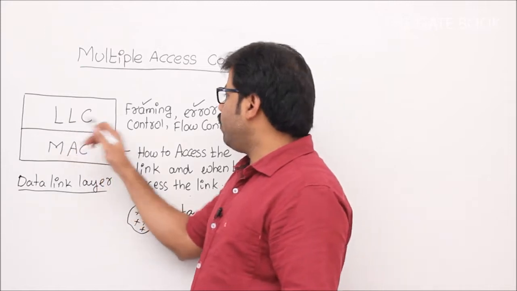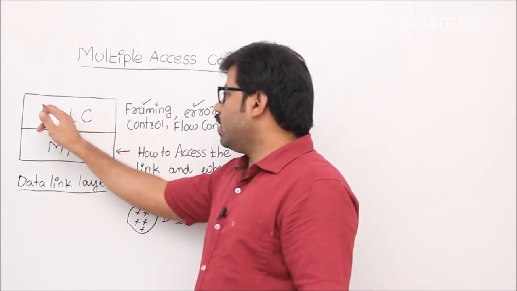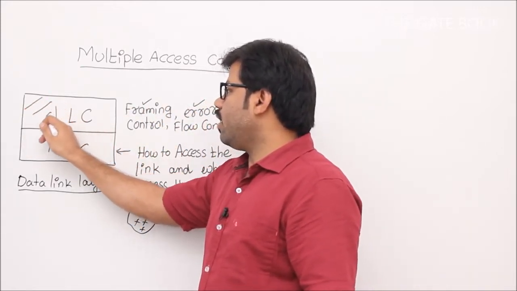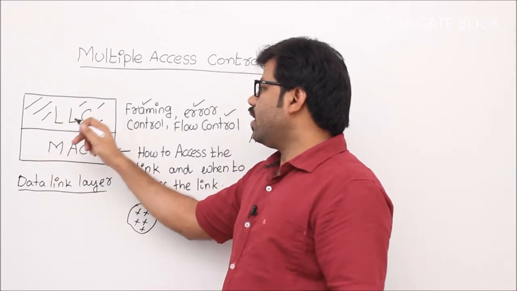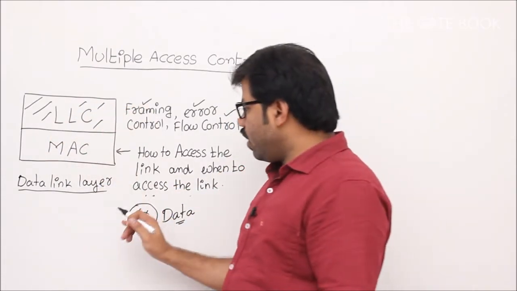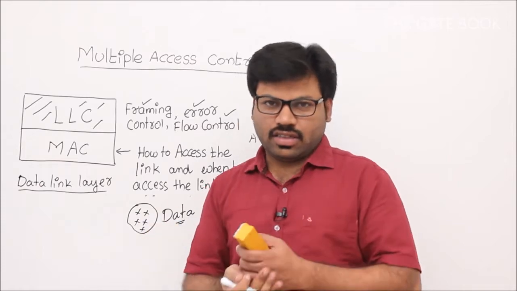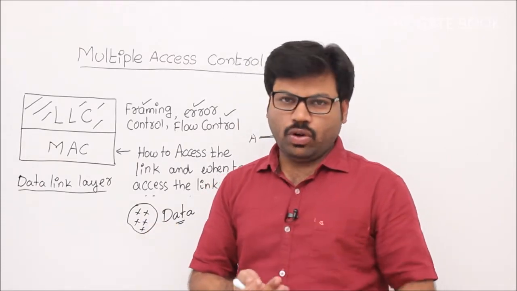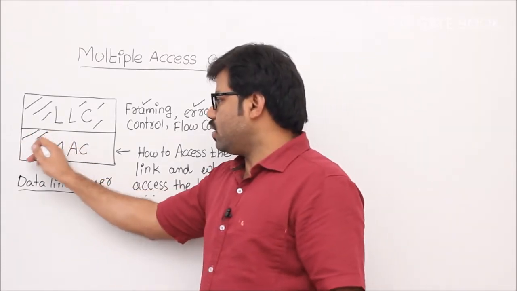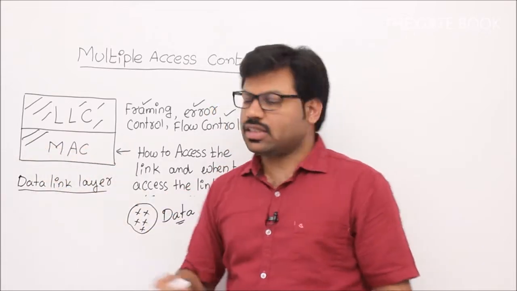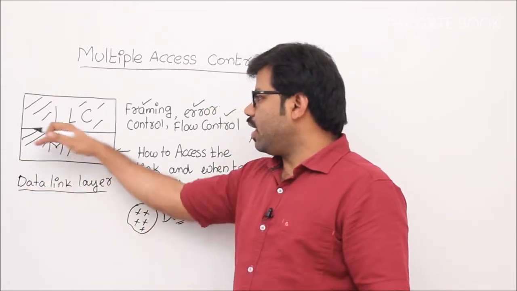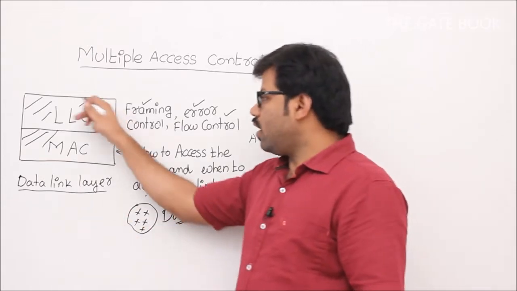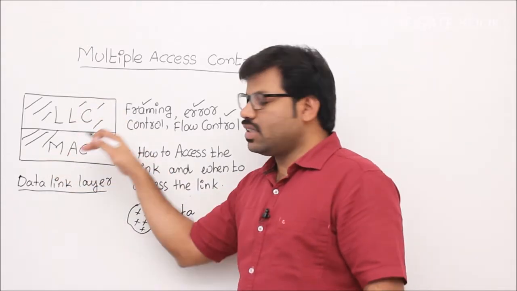So far we have seen framing, error control, flow control, they are all part of logical link control. Okay, so we say that is LLC. Now we are going to learn some extra things, right? Extra software, otherwise extra protocols. They are part of MAC. MAC means multiple access control. In that way, the data link layer can be divided into two parts. So logical link control is one unit, MAC is another unit.